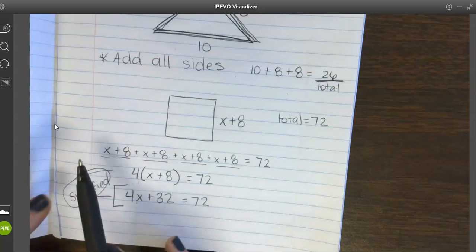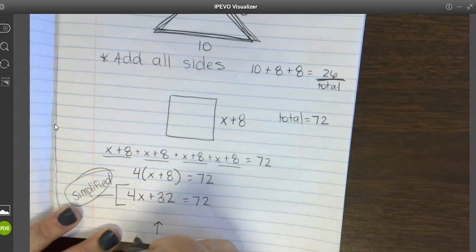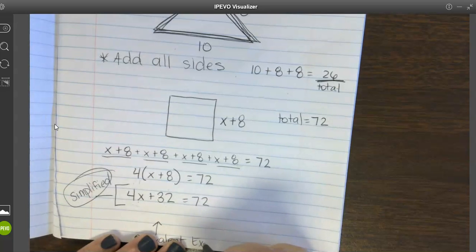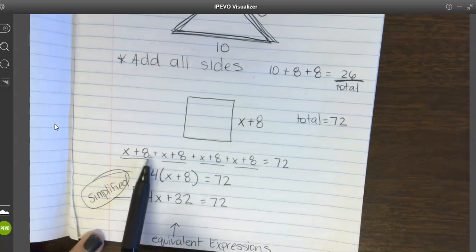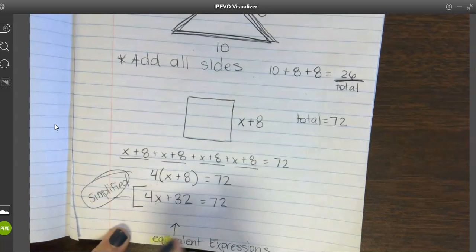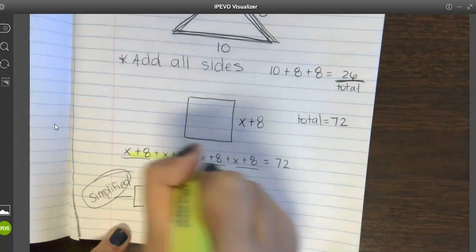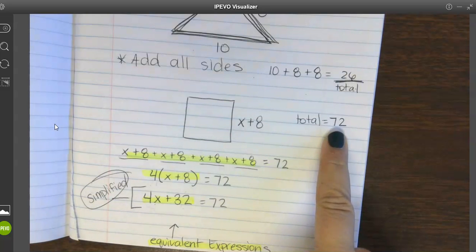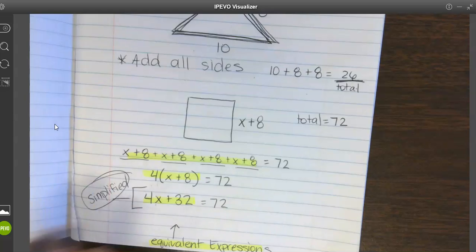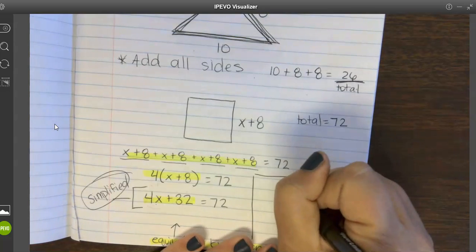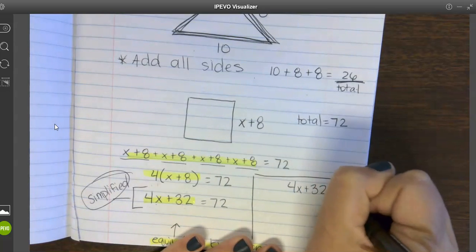Okay, so these are my equivalent expressions. All of these are equivalent expressions. This one, and this one. I'm going to highlight those so you can see that the equivalent expressions are right here. Okay? Now I've created an equation out of it because they've given me the total. So now that I have this, I can solve 4x plus 32 by doing my two-step equations.